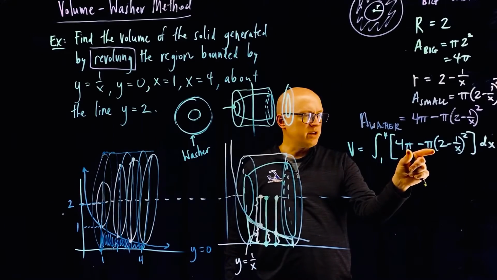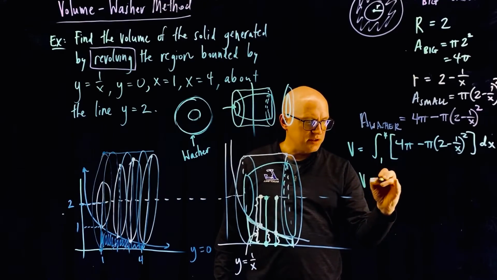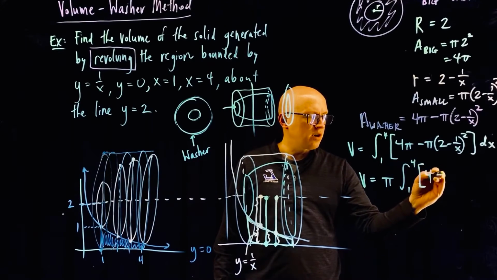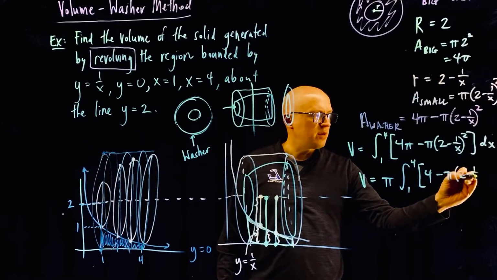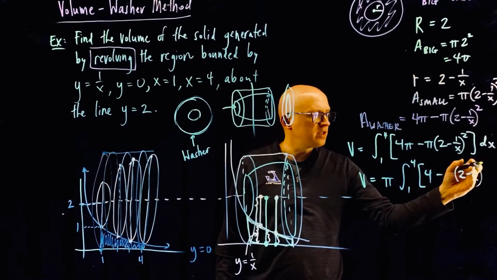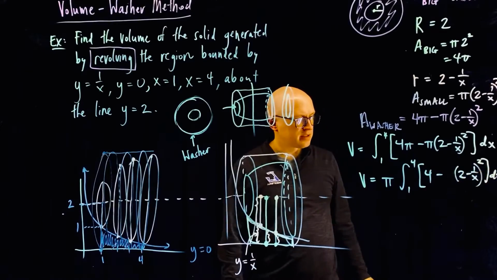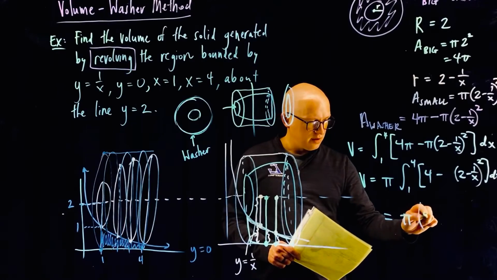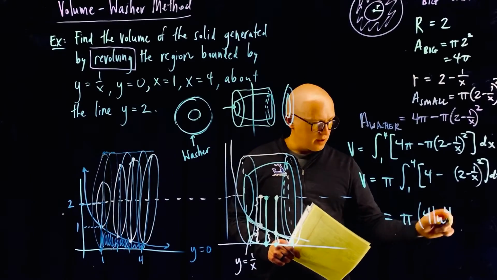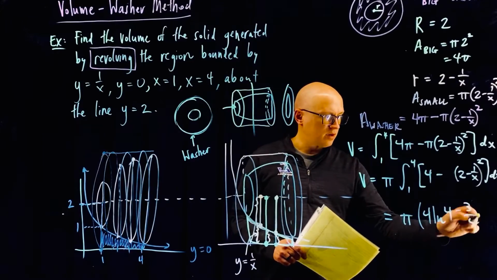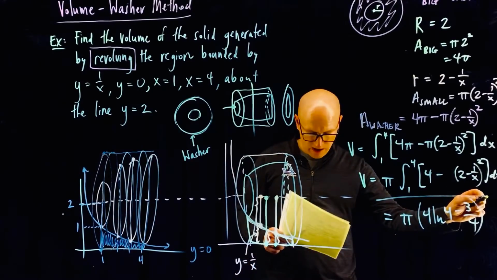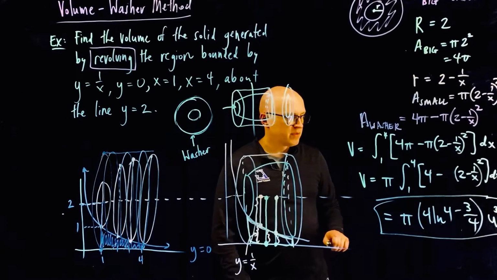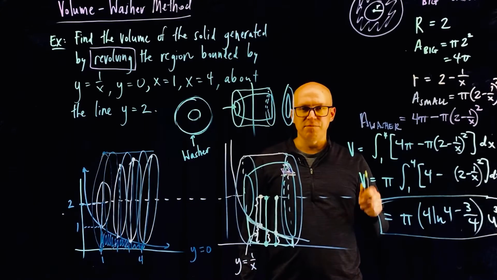But one thing I want to point out here is these both have a pi. So I would actually just take that pi out, and I would have the integral from 1 to 4 of 4 minus 2 minus 1 over x, squared, dx. No, there's no pi. I took that out. And then we'll integrate that, and we're going to end up with pi times 4 natural log of 4 minus 3 over 4. And that would be the volume. And if I was to put a label on that, I would say that would be cubic units right there. All right, let's do another example for this.